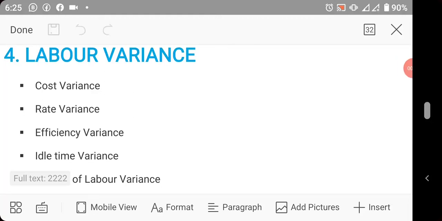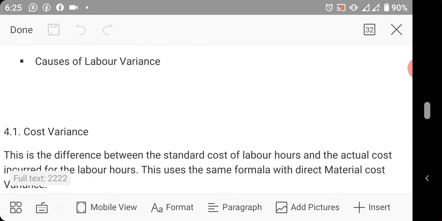So this is Variance Analysis Part 2. We are going to be talking about labor variances. Labor variances are those variances that arose as a result of the difference between our standard labor hours and actual labor hours in relation to the cost incurred. There are three items we'll be looking at under this: cost variance, rate variance, efficiency variance, idle time, and costs of labor.